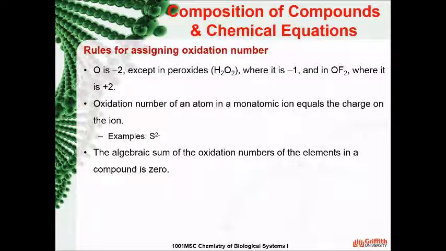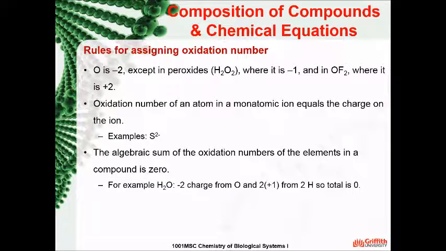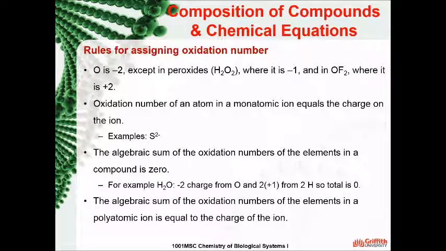The sum of the oxidation numbers of the elements in a compound is 0. For example, H2O has a net charge of 0, as the oxygen has a -2 charge and the two hydrogens provide a +2 charge, so the total is 0. The algebraic sum of the oxidation numbers of the elements in a polyatomic ion is equal to the charge of the ion. Let's look at some examples in the next slide.